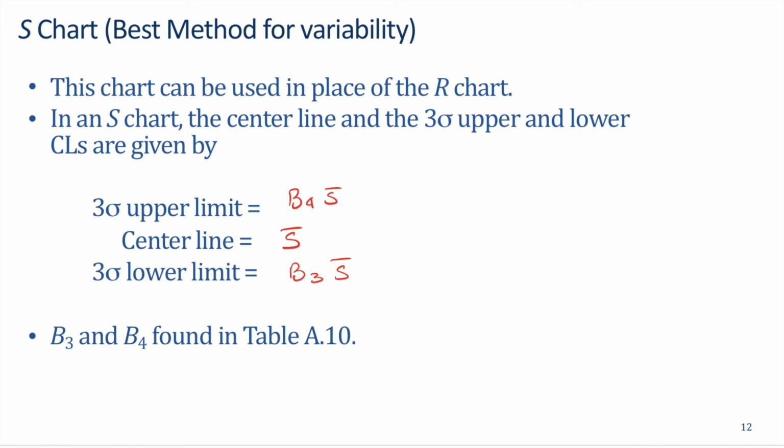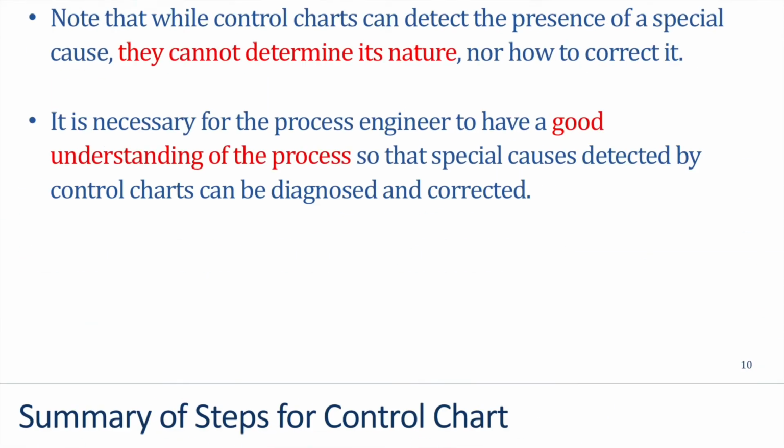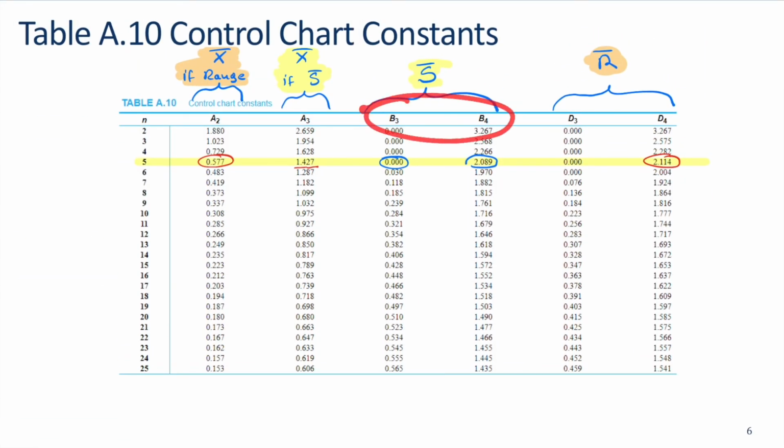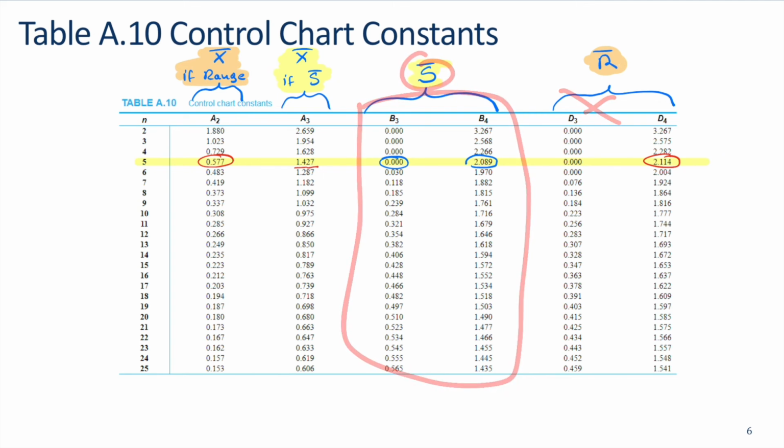So in an S chart, the center line and the 3 sigma upper and lower control limits are given by the B4 constant. So the center line is S bar, the mean of the standard deviation, and the upper and lower control limits are given by the constants B3 and B4. B3 and B4 are in the table. So we don't use this for the S chart, we use this, which depends on the sample size.